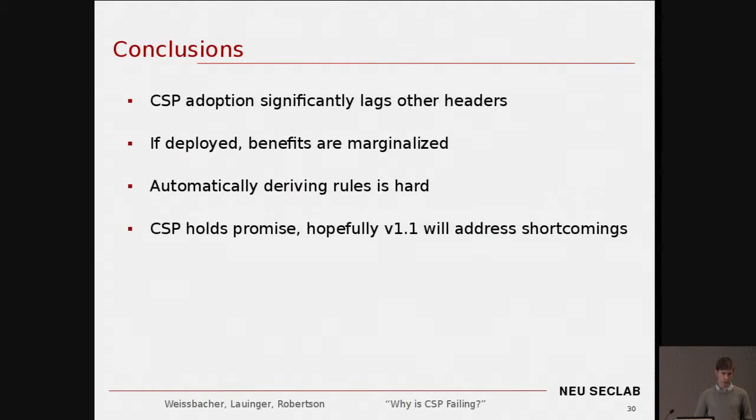We also found that deriving these rules automatically is hard. It's not as easy as probably envisioned by the original design. There's a couple of obstacles which are tough. And so we think CSP holds great promise of helping in the future, and version 1.1 is actually addressing a couple of these problems.